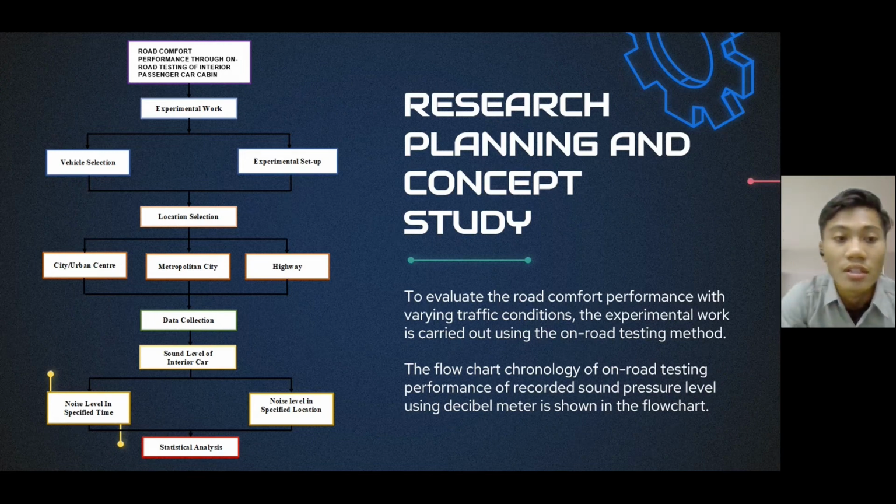and non-peak hour. Okay, so for the data collection, the sound level of the interior car, I will record the noise level at a specific time, and the second one is noise level at a specific location. Then a statistical analysis will be conducted from the data.